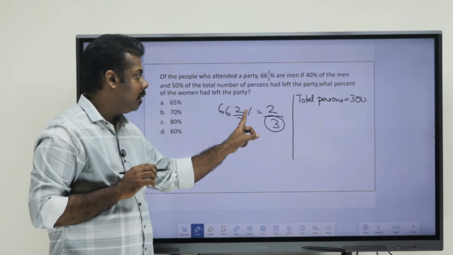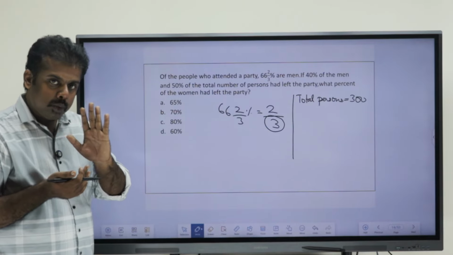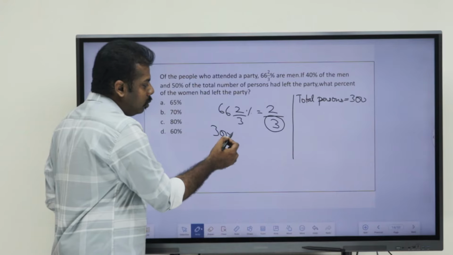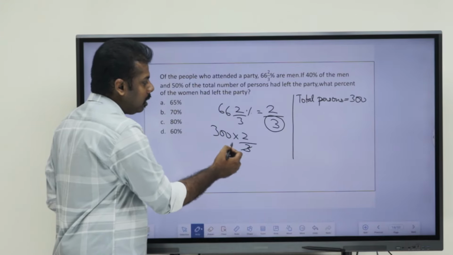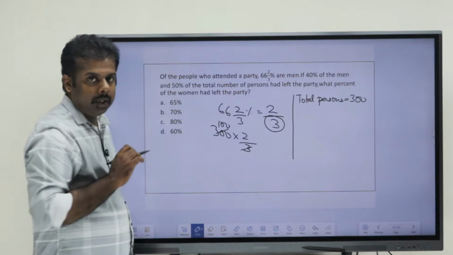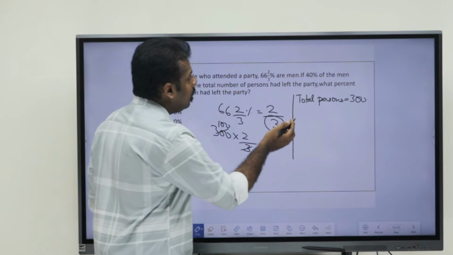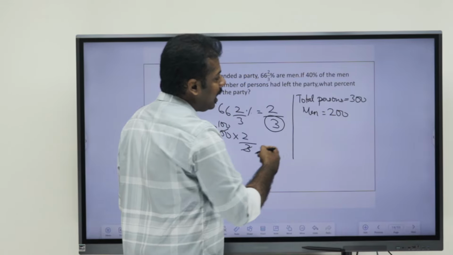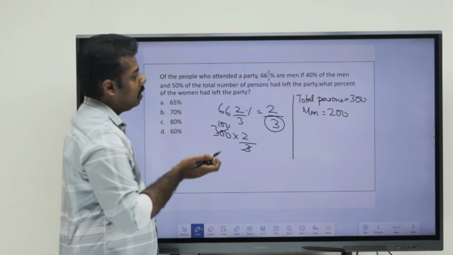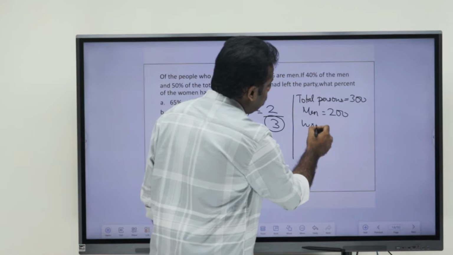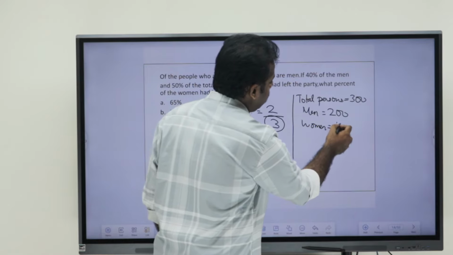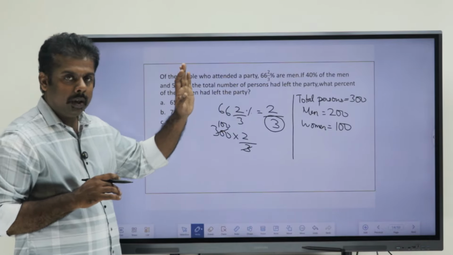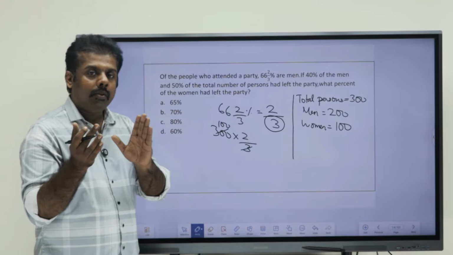Now, in what has been told, 2/3 are men. So, what is 2/3 of 300? That is easy. 2/3 of 300 is basically 200. So, out of 300 people, 200 are men. Obviously, the next 100 have to be women. So, the number of women here is 100.